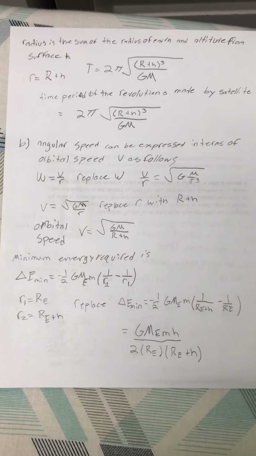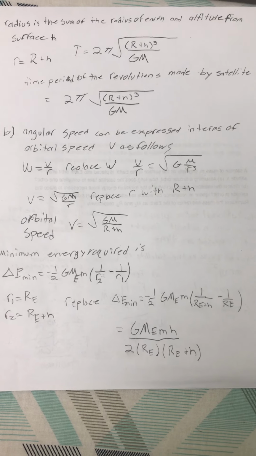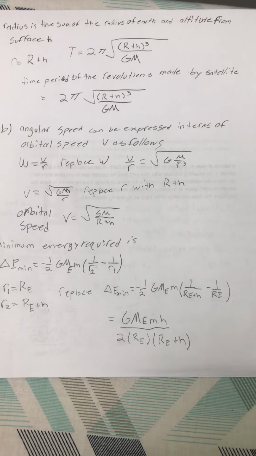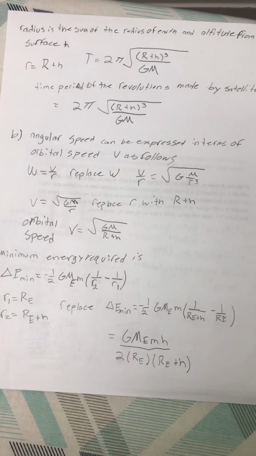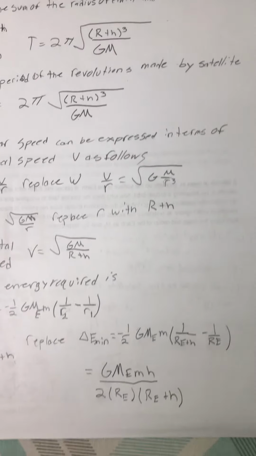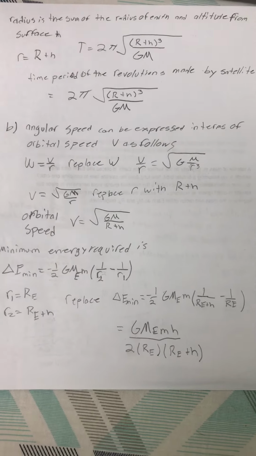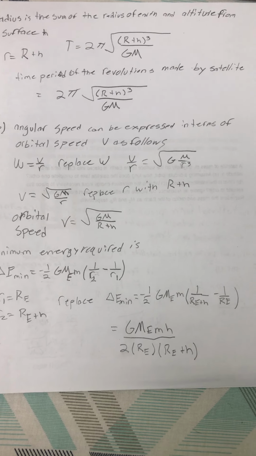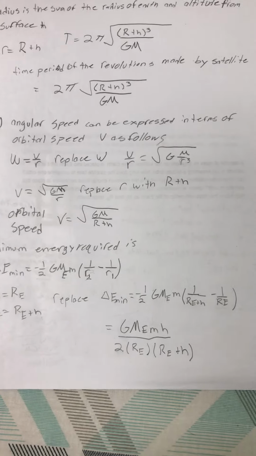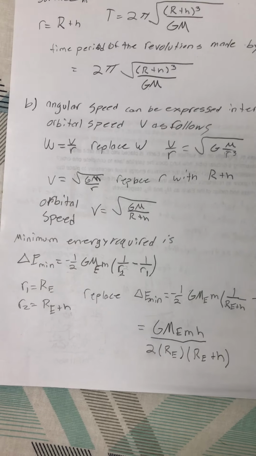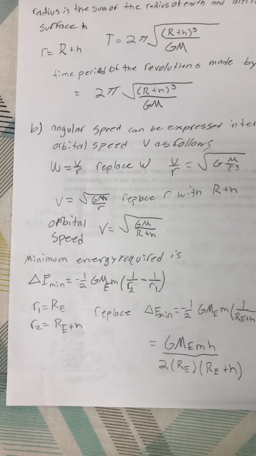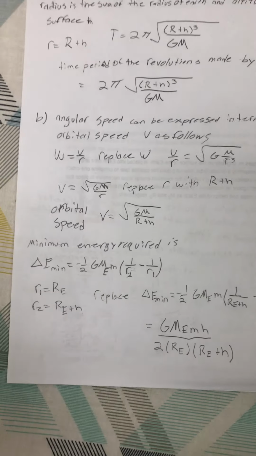And then B, our angular speed, can be expressed in terms of orbital speed v as follows. So w is equal to v over r. And when we replace w with v over r, we get v over r is equal to the square root of G M over r cubed. And then when we solve for v, we get v is equal to the square root of GM over r. Replace r with R plus h. And our orbital speed is v is equal to the square root of GM over (R plus h).